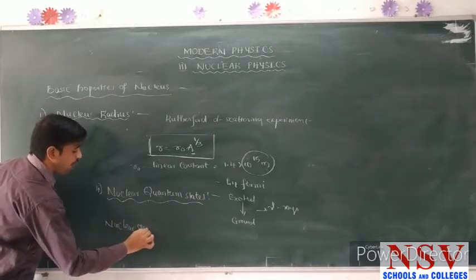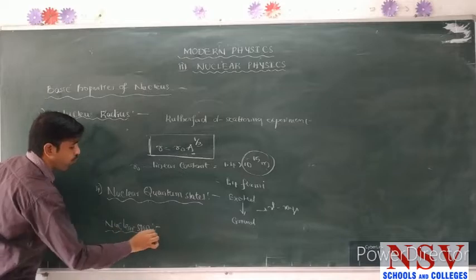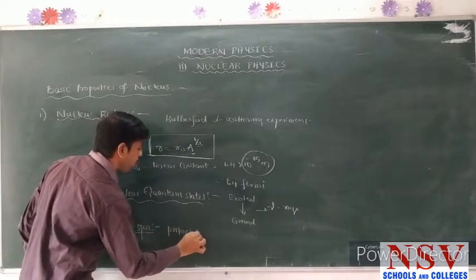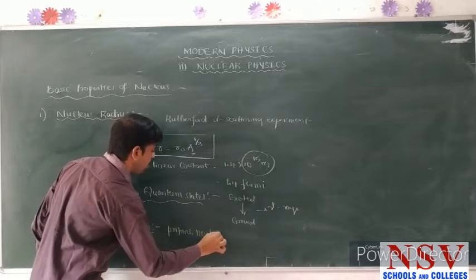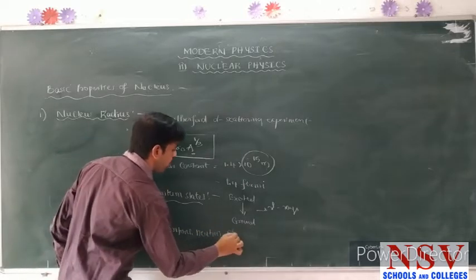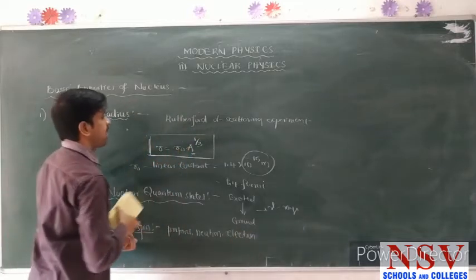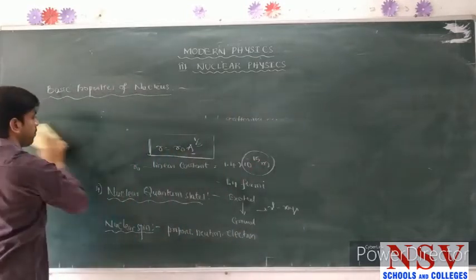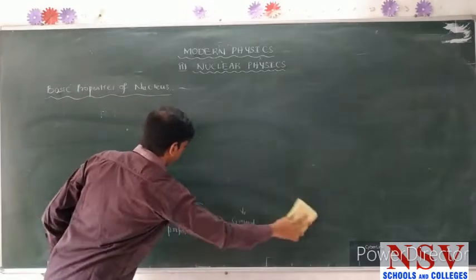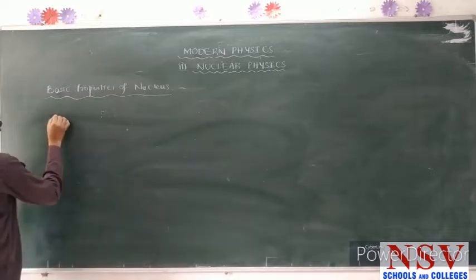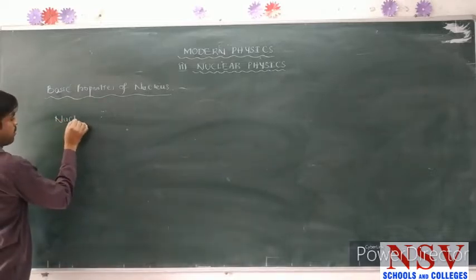The nuclear spin magnetic moment is always present, as protons, neutrons, and electrons all consist of a spin magnetic moment. Now, next one is the nuclear magnetic moment.